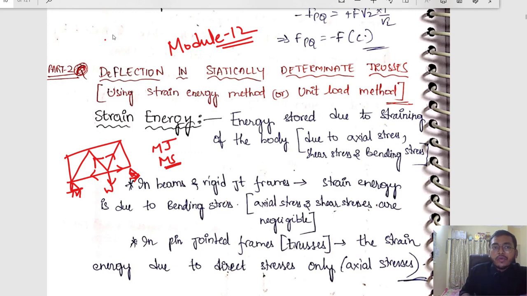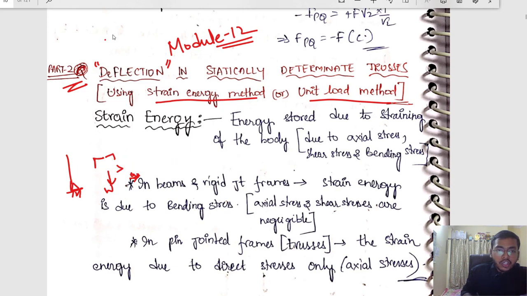So basically now in part 2, what are we trying to analyze? We are trying to analyze how much deflection is taking place. Whenever there is a load W acting on the truss, obviously it will show some deflection, right? Now we are trying to calculate the deflection using strain energy method or unit load method. Okay, so what is the strain energy method? Let me explain you in short.